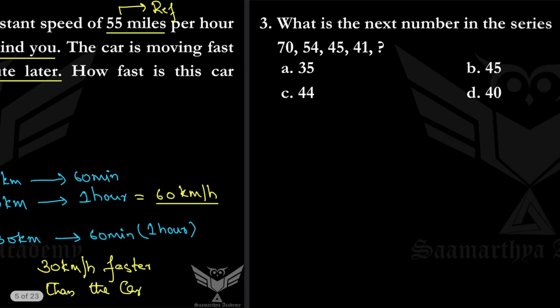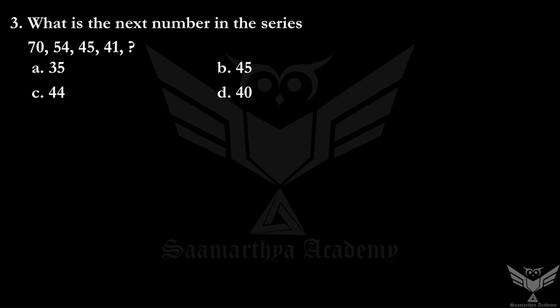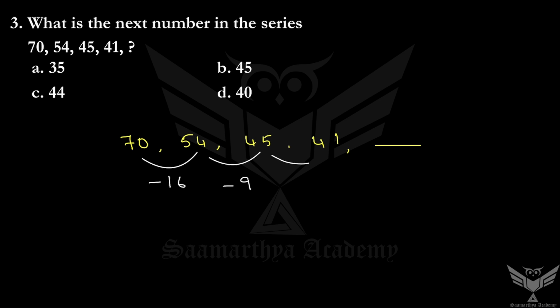Next question. What is the next number in the series? This one you can say is one of the easiest ones in this pattern, in this paper. Now, the difference between these two is clearly 16, and 16 we are subtracting. And the difference between these two is clearly 9, that much we are subtracting. And the difference here is 4, that much we are subtracting. Now this one we need to calculate. Clearly we are subtracting something, but what?